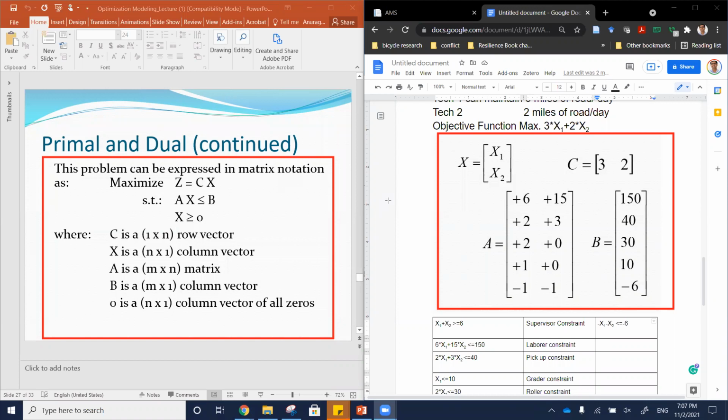So now that we are able to express our problem in the form of a matrix notation, we should be able to write what we call the corresponding dual problem. Okay, so dual problem, you can think of it as a mirror image of the original problem. Okay, how do we write the dual problem? So let's go back to slides here.